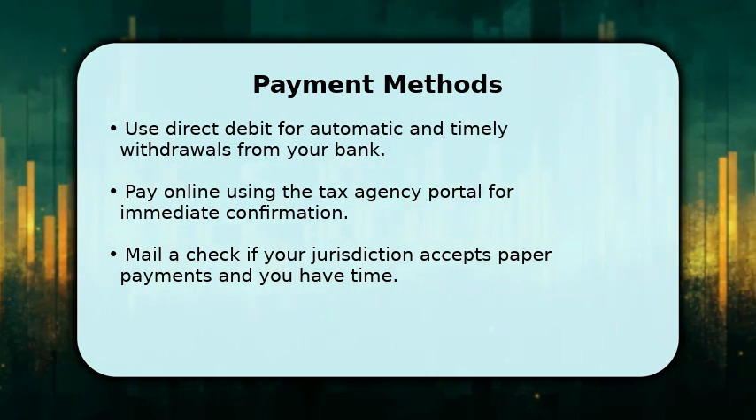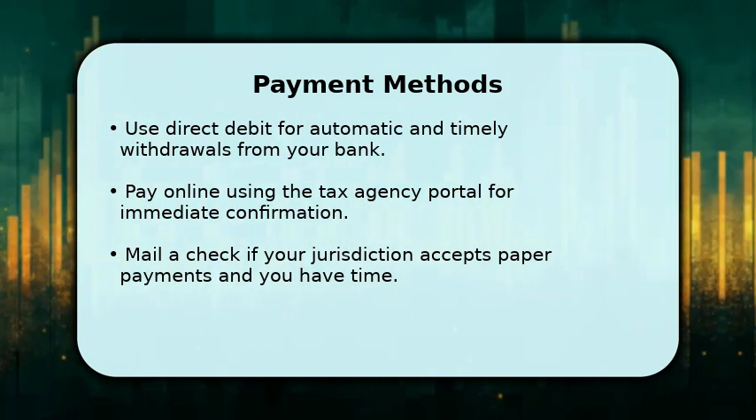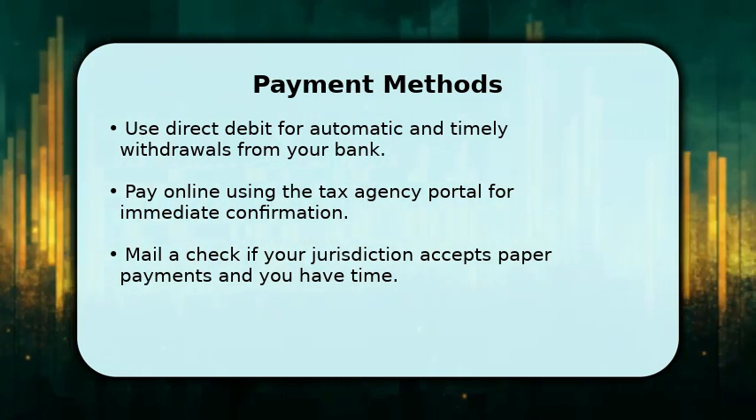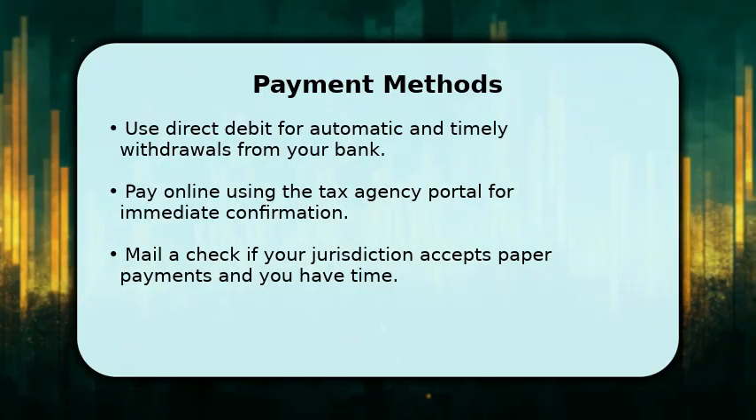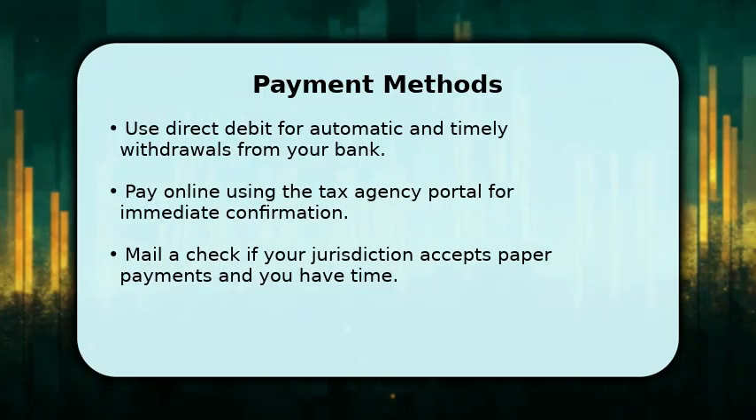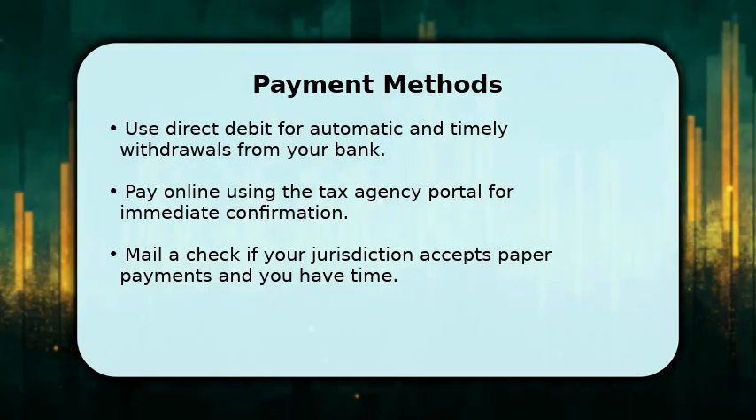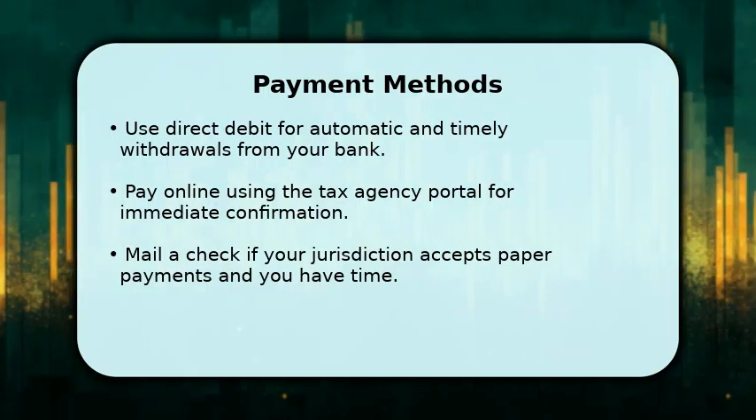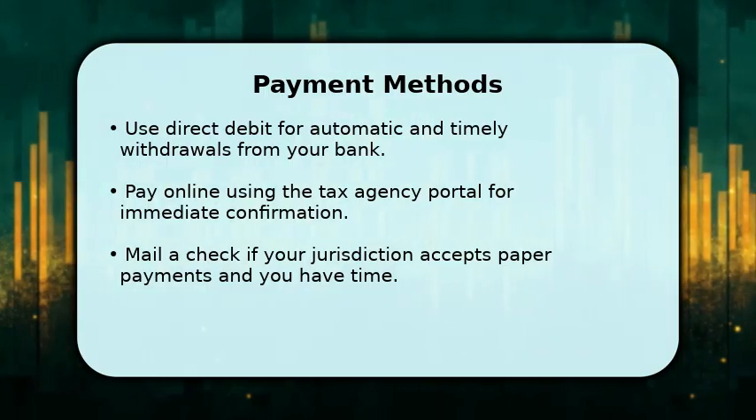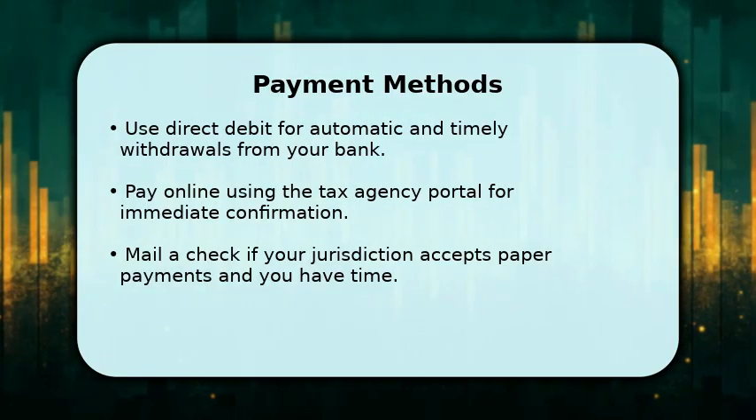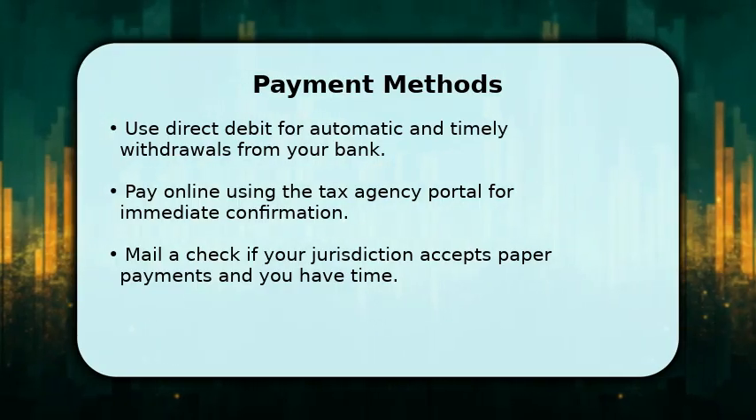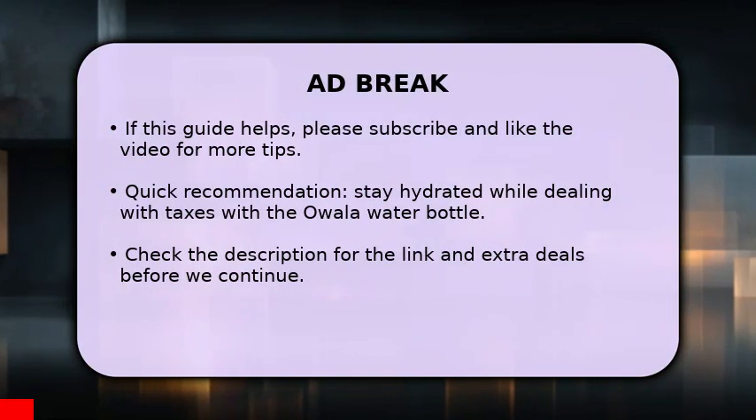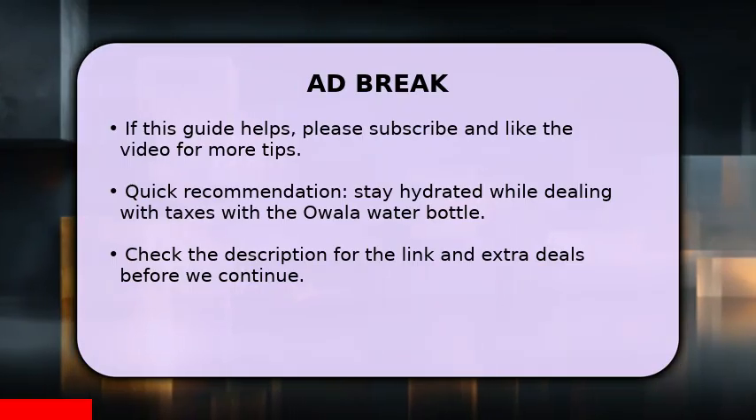Use online portals for fast processing, choose direct debit for recurring payments, or pay by phone when available. If mailing a check, allow extra days for postal delivery and note the payment date on your form. Keep screenshots or mailed proof so you can show payment if a discrepancy arises, and always verify account numbers before submitting.